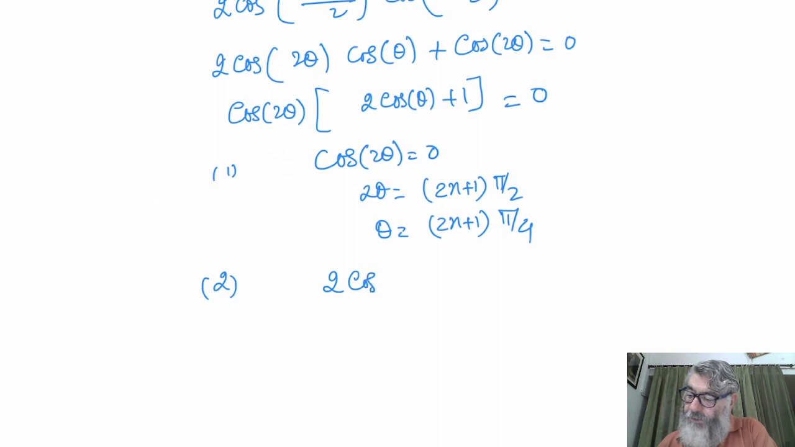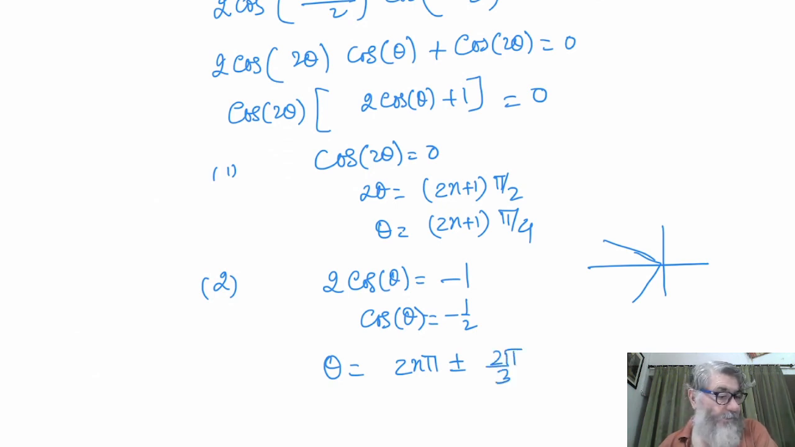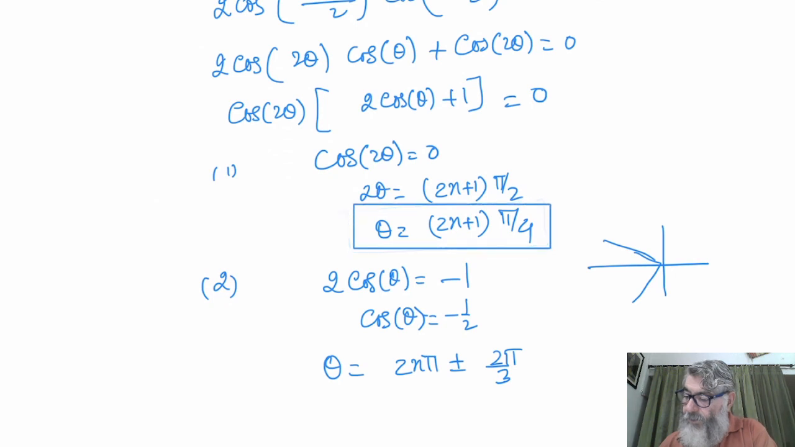2 cos theta is equal to minus 1. Cos theta will be minus 1 upon 2. We just did that. Here I will say it is going to come in second and third quadrant. So what are we going to do? We will say theta is equal to 2n pi plus minus (pi minus pi by 3), so 2 pi by 3. 2n pi plus minus 2 pi by 3. So this is the solution, and this is the solution.